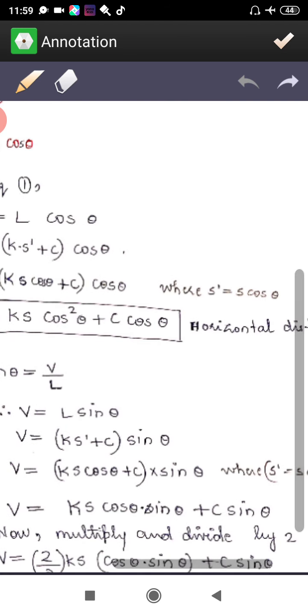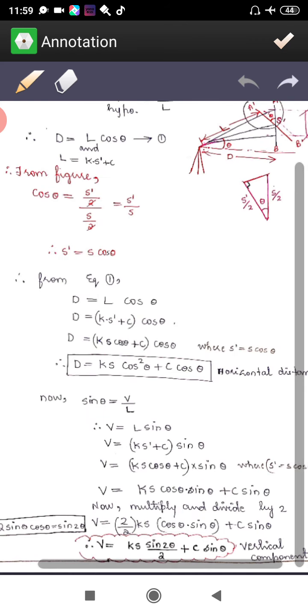Now here you can see that V is equal to Ks cos theta into sin theta plus C sin theta. So this is going to be the formula for V. And you can write that formula like this also. So here I have written V is equal to, by multiplying by 2, Ks into sin 2 theta by 2 plus C sin theta. That is going to be the vertical component.